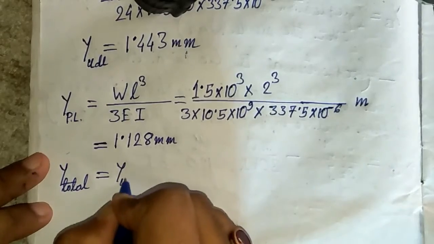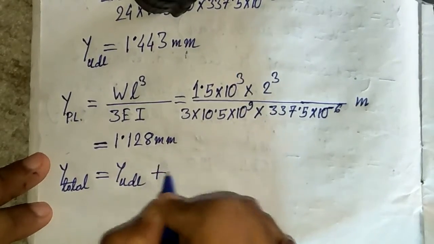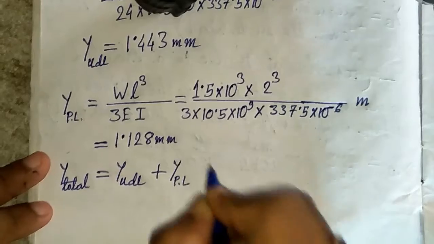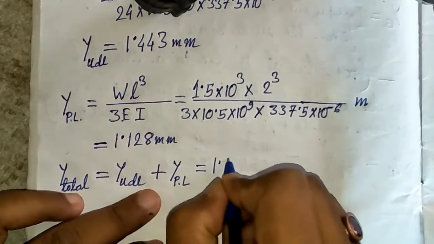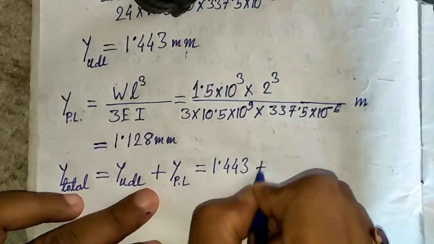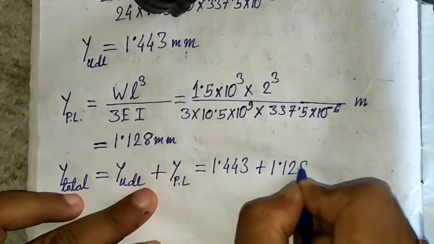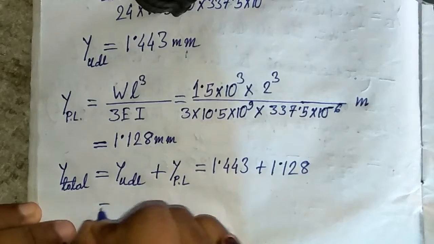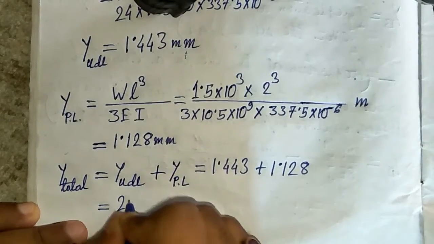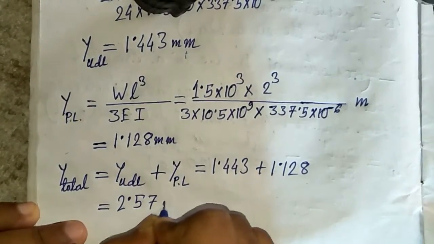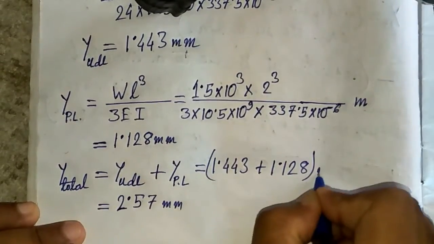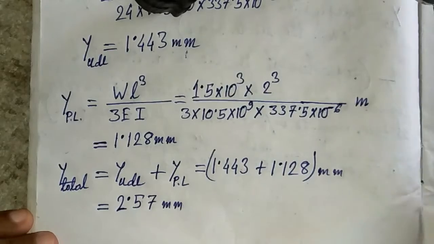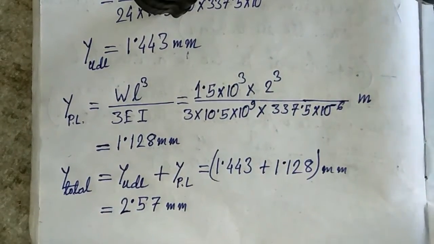So the total deflection is equal to deflection in case of UDL plus deflection in case of point load. So that becomes 1.443 plus 1.128, which is 2.75 mm. This is the total deflection, the value of total deflection for that kind of situation.